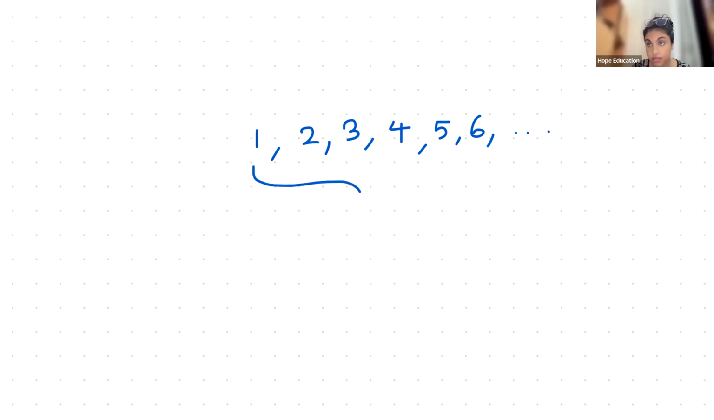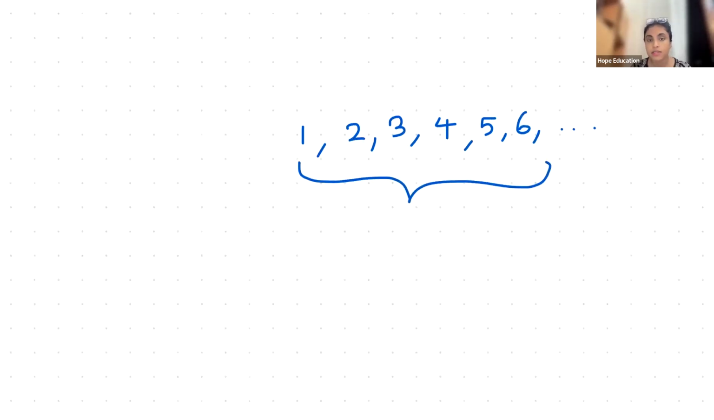And counting numbers were the topic here, positive integers, right? 1, 2, 3, 4, 5, 6, and so on. These are called integers. Positive. See, they're all positive. Plus, plus, plus, plus, plus. Everything has plus, right? So we call them positive integers. So these are also called counting numbers.